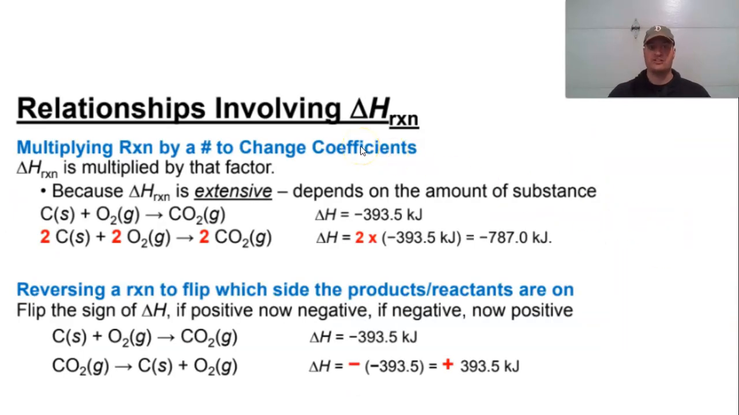So there's some relationships: multiplying a reaction to change the number of coefficients will multiply the enthalpy by that factor, since enthalpy is extensive, meaning it depends on how much there is. If you doubled the amount, you double the amount of heat for the reaction. Reversing a reaction, flipping the products and reactants, also changes the sign.